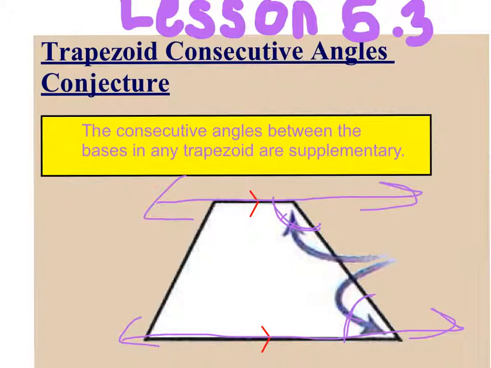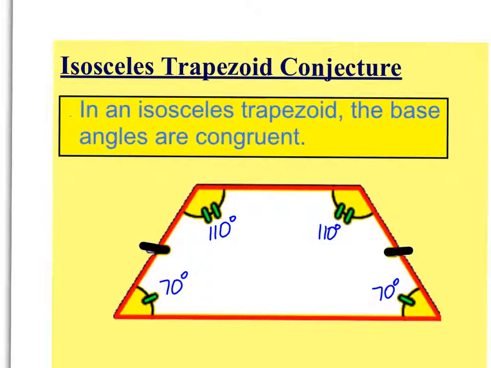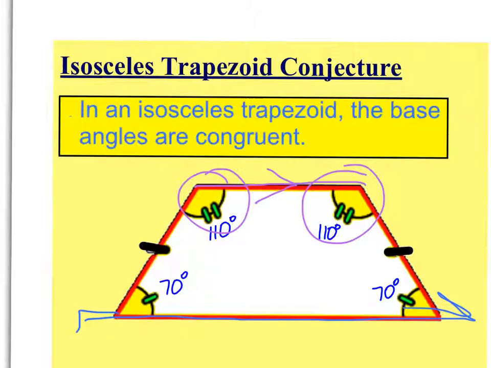The next conjecture that we need is the isosceles trapezoid conjecture. This one says that in an isosceles trapezoid, the base angles are congruent. In other words, the angles that share a base. So if I look at the top base, I can see these two will be congruent. If I look at the bottom base, it will be these two that are congruent. Let's take a look at how we use them.